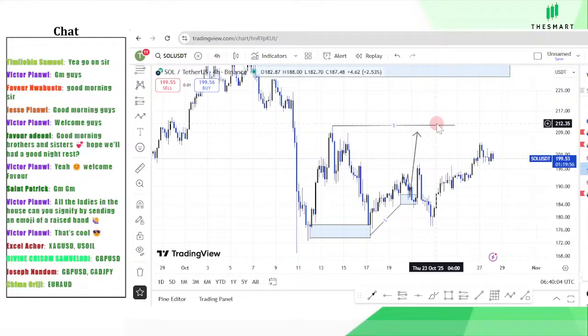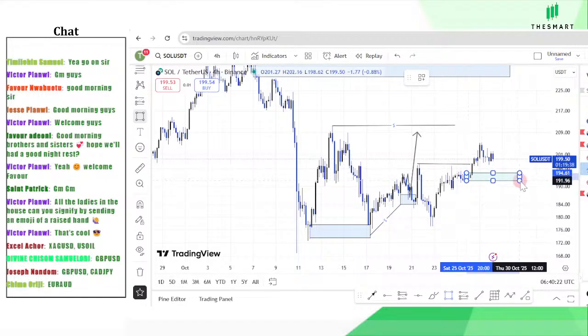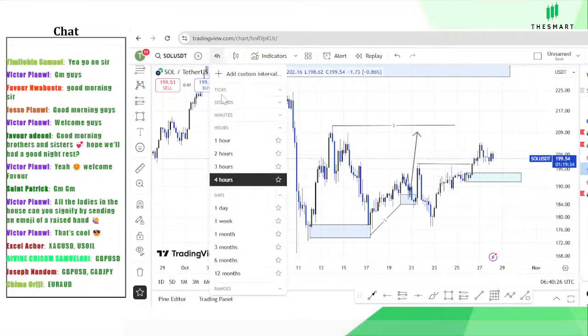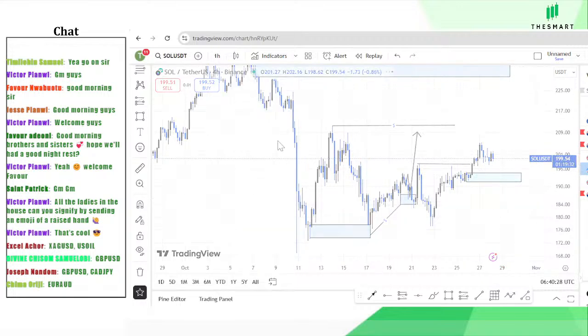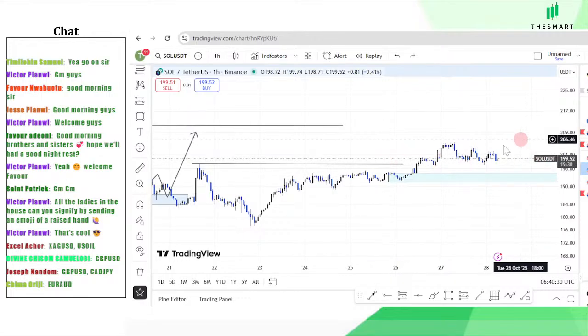So from the 4 hours, this is our inducement zone. We want to see price continue to the upside. If you look at this, we have this break here. We have this break, and where is our other block? This is our other block here on the 4 hours. So I think Solana is having similar price action to what we have on BTC.